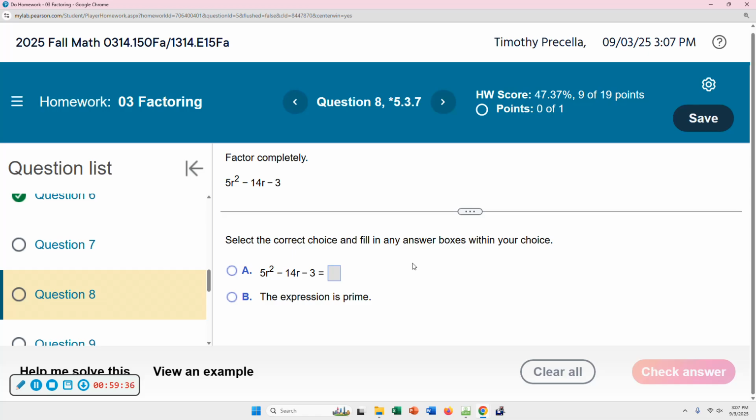Okay, so let me write the problem down. Oh, this looks like a nice one. This is number 8: 5r squared minus 14r minus 3. Okay, switch to the paper.